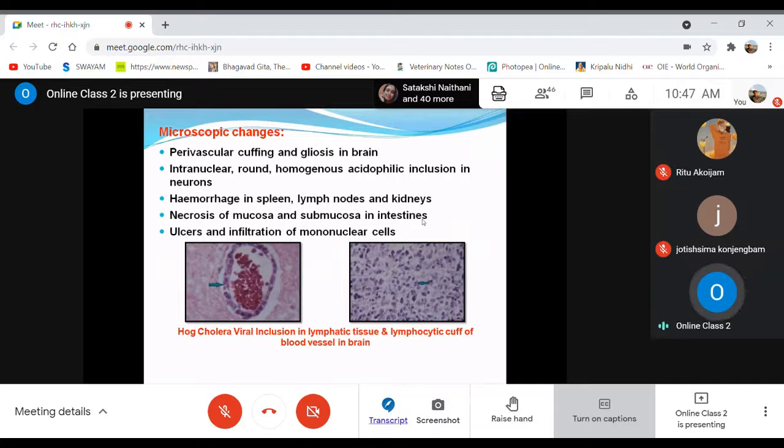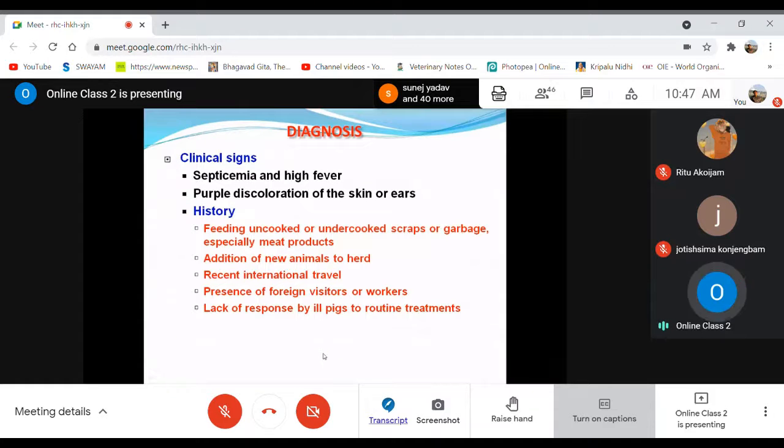Wherever hemorrhage is there, if you make the section and see under the microscope, from those vessels the vessel wall used to be destructed, and the leaking out or extravasation of the RBC will be there. RBC will come out of the vessel. Okay, then necrosis of the mucosa and the submucosa of the intestine, particularly when we are talking about the button ulcers and all these things, right? Then ulcerative lesions may also be present with infiltration of mononuclear cells, right? Then lastly, diagnosis.